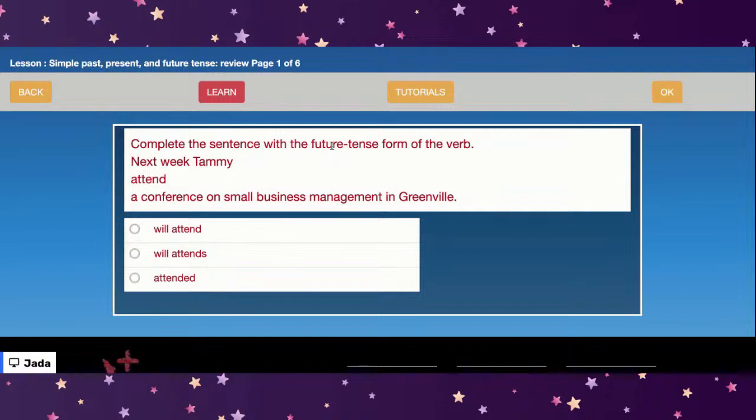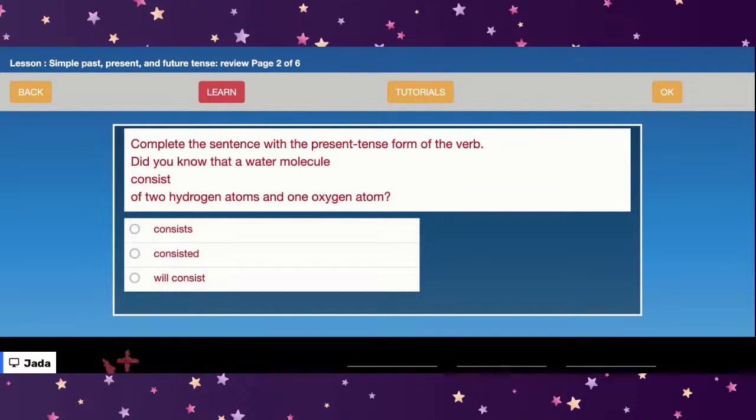Complete the sentence with the future tense form of the verb. Next week, Tammy will attend a conference on small business management in Greenville. So you have to put will attend. Did you know that a water molecule dash of two hydrogen atoms and one oxygen atom? This one is asking for present tense, so you would have consist, with s.